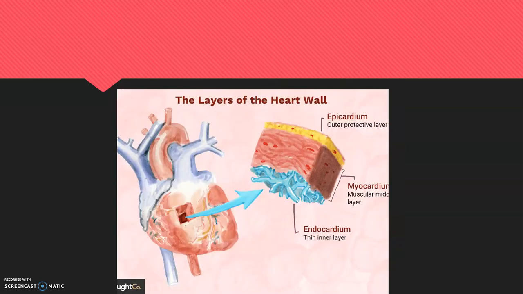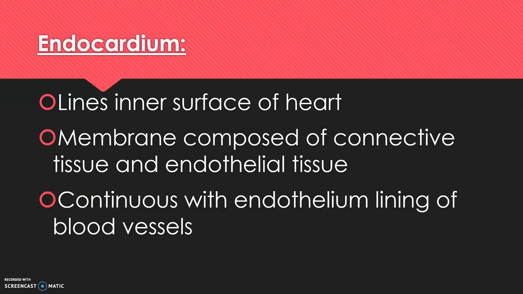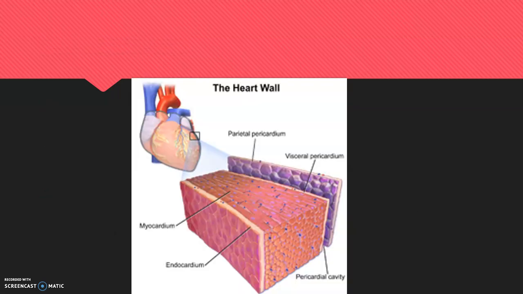Again, this is just another cross section showing you the myocardium and then the endocardium, which is what we're going to learn next. So the endocardium is the inner surface of the heart. It is a membrane composed of connective tissue and endothelial tissue. And it does lie continuous with the endothelial lining of the blood vessels. And then this is just showing you again the pericardial cavity, when you have your visceral pericardium, parietal pericardium, you have your myocardium, and then the endocardium.